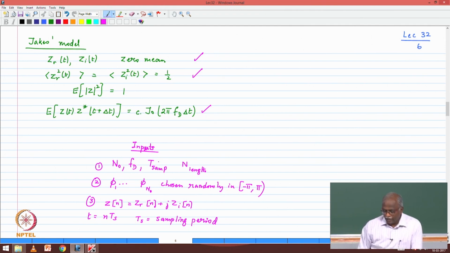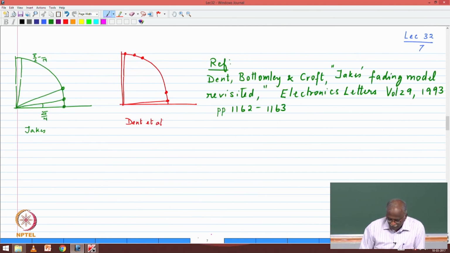Okay. N naught also needs to be specified, because N naught is a variable. Typically, we take N naught greater than or equal to 15. That is more than sufficient to get the correct statistical behavior, but you can choose a larger value, because a larger value gives you a better approximation of the trapezoidal approximation. Phi 1 to phi N naught are chosen randomly, and this is the waveform that is obtained.